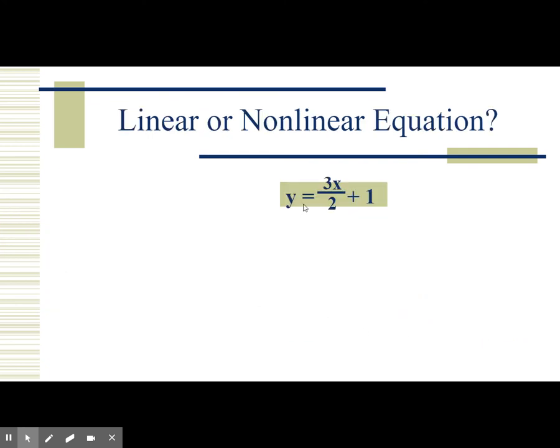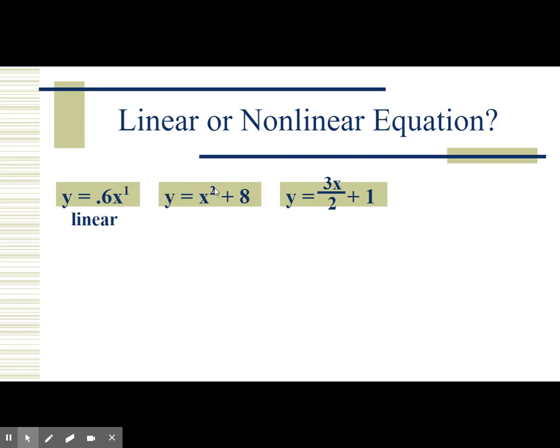So if we take a look, y equals 3x over 2 plus 1. What do you think on that one? Find the x. There's no number there, which means it's a 1. It's on top of the fraction, which is fine, so it's linear. So that one would be linear. If we look at this one, find the x. What's the exponent? It's a 1, so you're good. Linear. All right, look at this one.